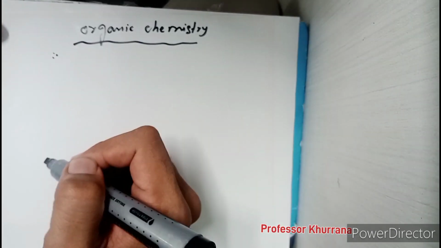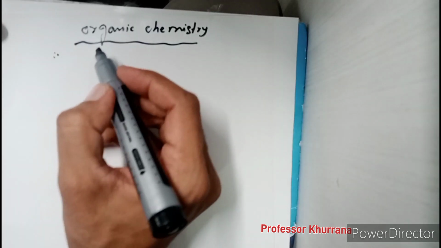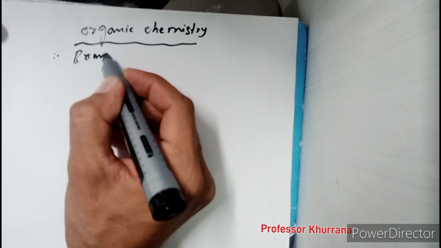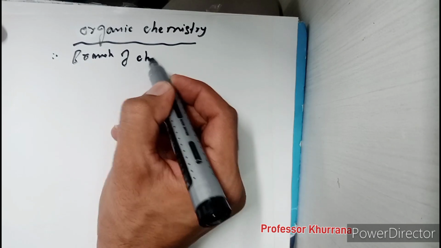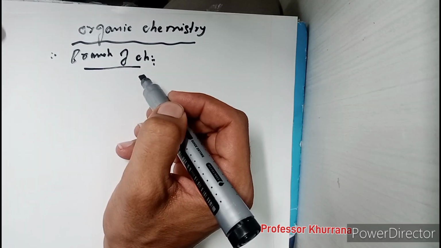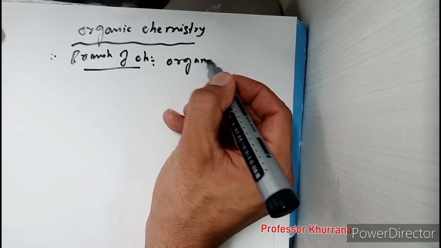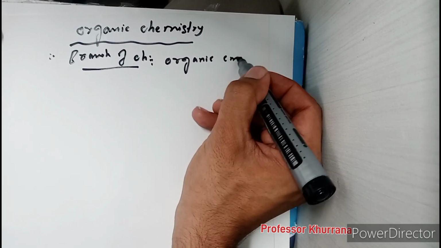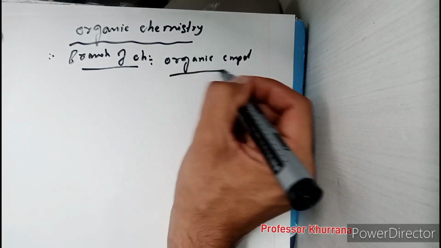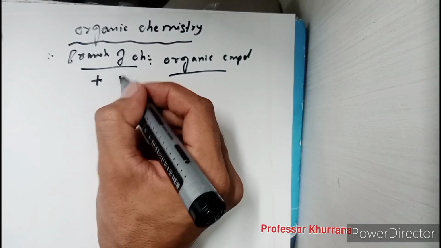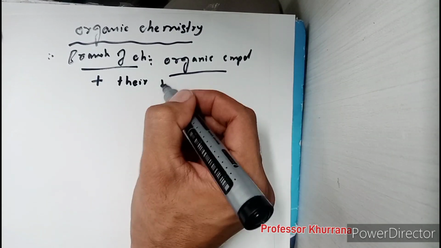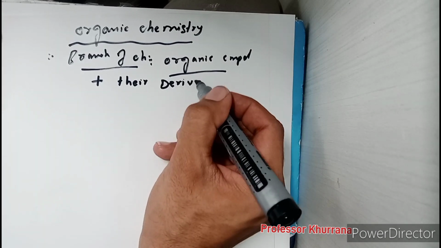So what is organic chemistry? It is the branch of chemistry in which we study organic compounds plus their derivatives.